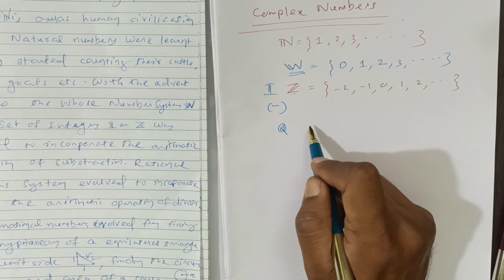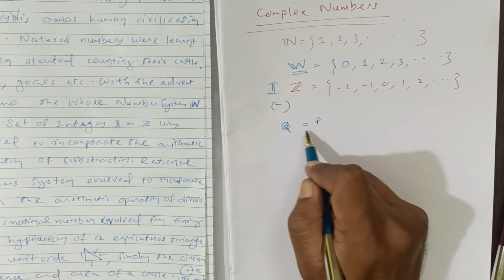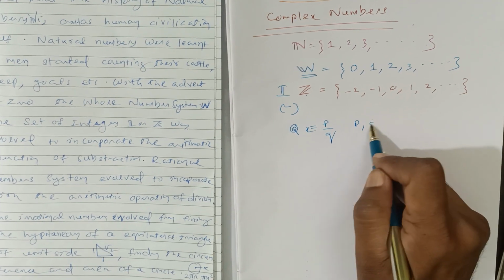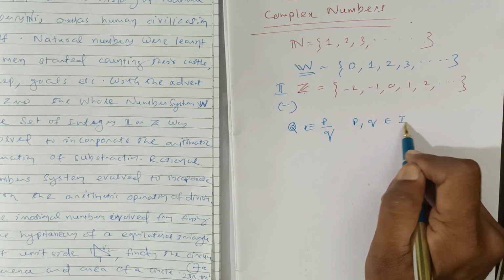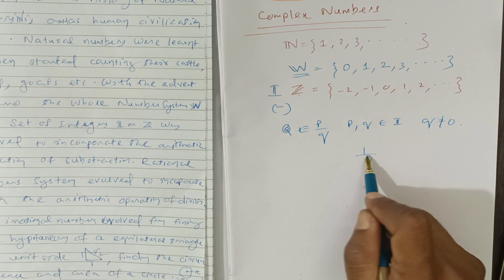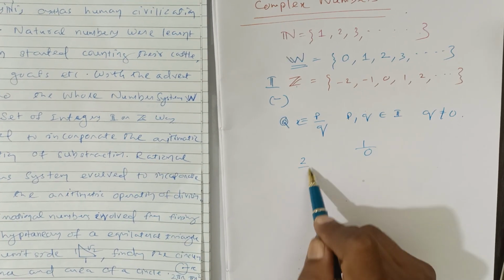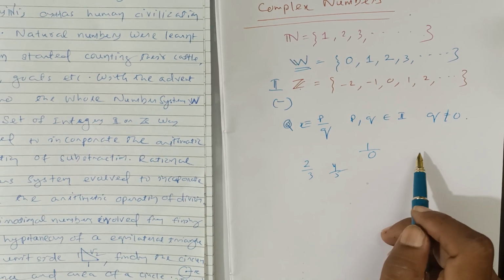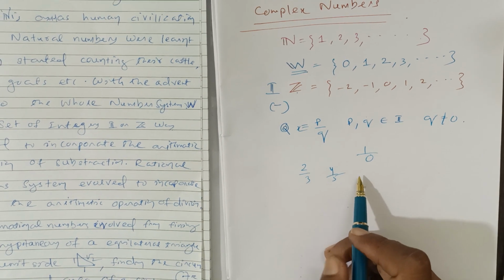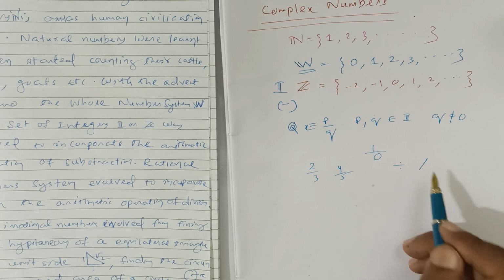where Q is the collection of all the x's, where x can be expressed as p by q, where friends p and q are integers and q is not equal to 0, because 1 by 0 does not have any sense. Hence, these types of numbers, suppose 2 by 3, 4 by 5, we have already studied, are called rational numbers, which evolved to incorporate the arithmetic operation of division.